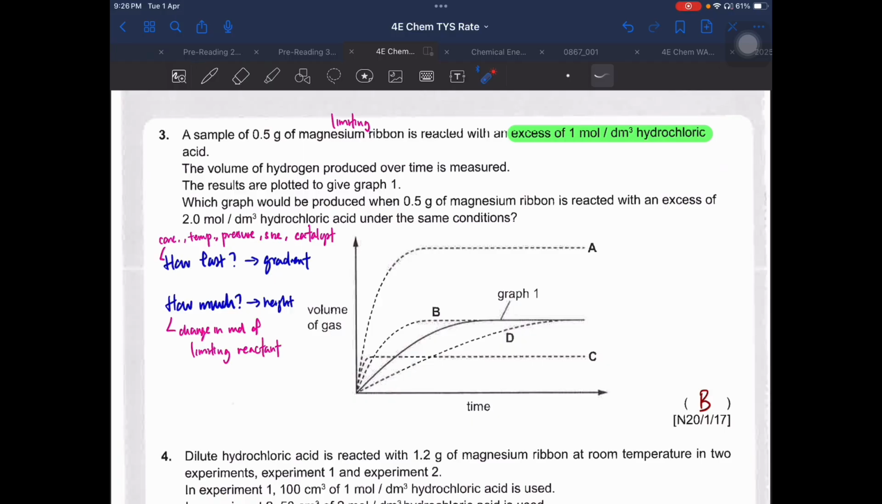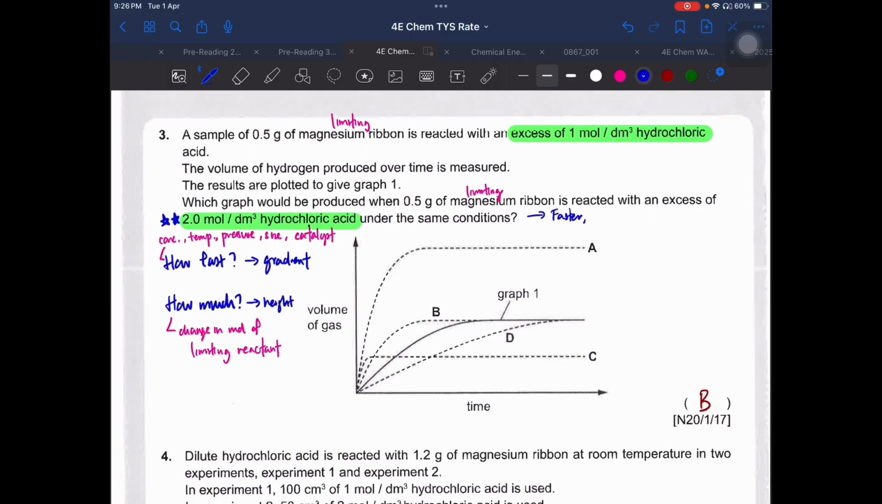So let's look at the question here. Which graph will be produced when 0.5 grams of magnesium ribbon, which is the limiting reactant, is now reacted with an excess of 2.0 mol per dm cube of hydrochloric acid under the same conditions? First and foremost, what's the difference? What actually changed? What changed was the concentration of the acid. It went from 1 to 2, so there's an increase in concentration. Therefore, this should cause it to be faster because concentration increased.